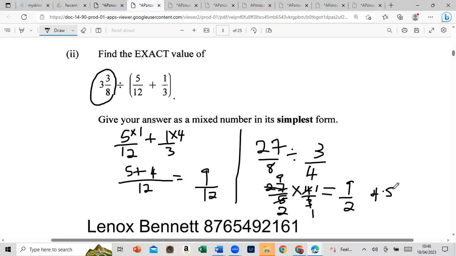So it's 4.5. What did you guys get? Let me check who typed in 4.5.